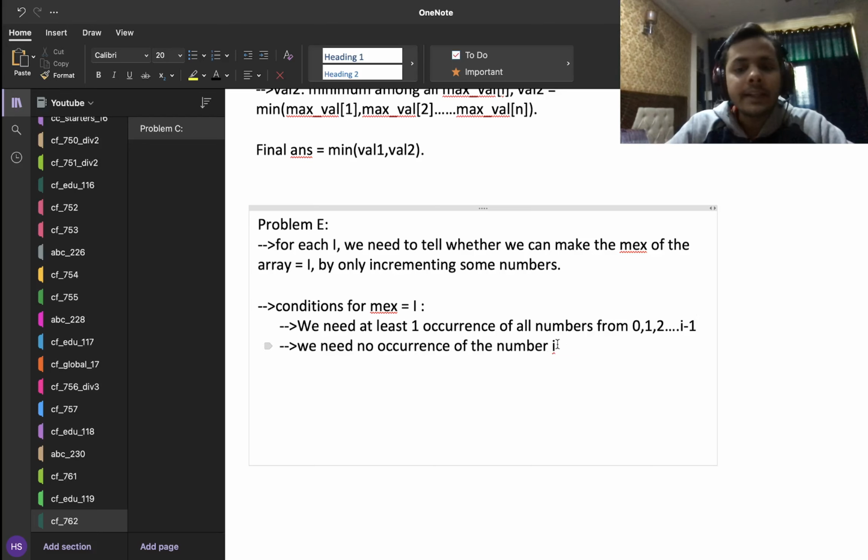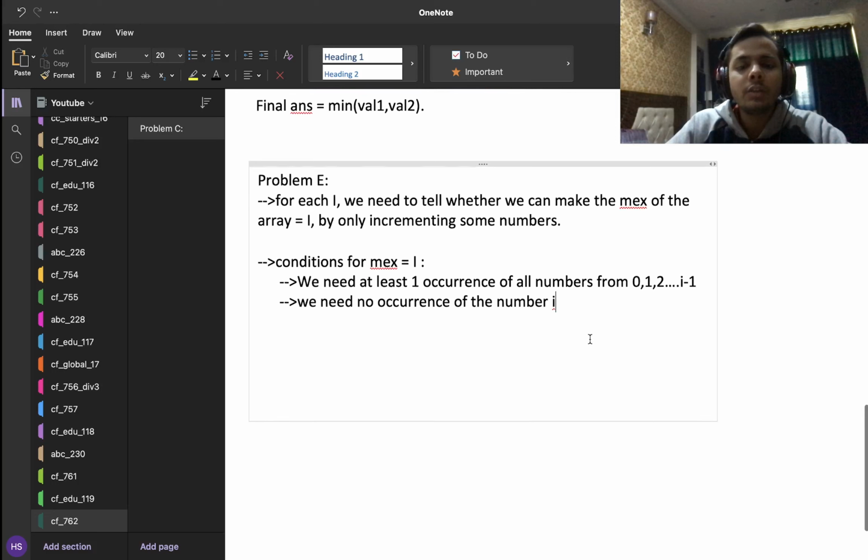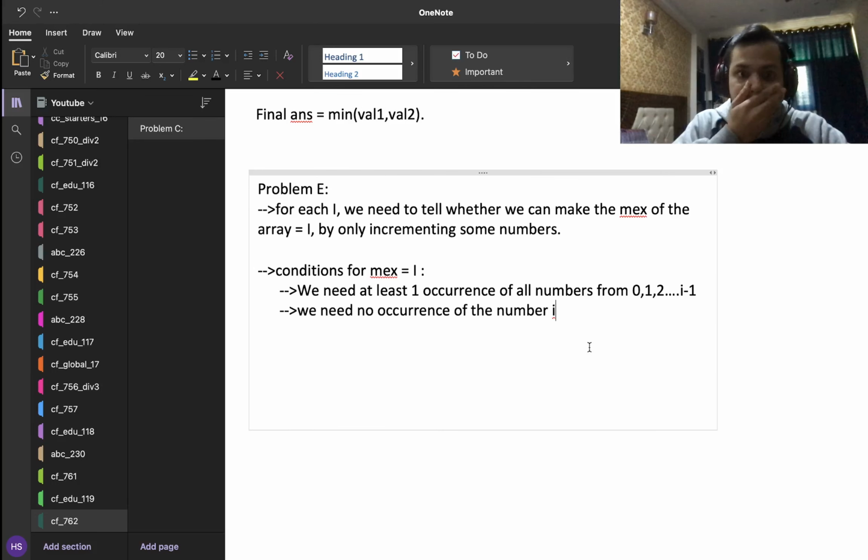Also notice that this second condition is very easy to handle, and the reason for that is that I can increment numbers, right? So I can just increment all the occurrences of I that I have, and if I do that, I will be left with no occurrence of I. So this second condition is not a problem for me. I can always make this condition true. The only condition which can be false is this first condition, which is that I need at least one occurrence of all the numbers from 0, 1, 2 up till I minus 1.